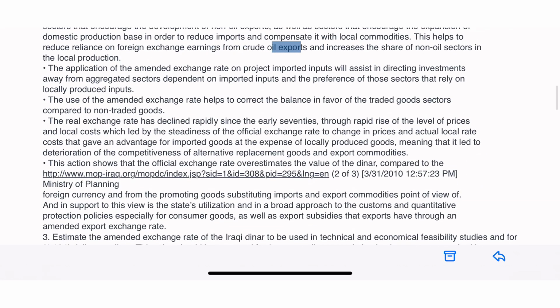This helps to reduce reliance on foreign exchange earnings from crude oil exports and increases the share of non-oil sectors in the local production. The application of the amended exchange rate on project imported inputs will assist in directing investments away from aggregated sectors dependent on imported inputs and the preference of those sectors that rely on locally produced inputs. The use of the amended exchange rate helps to correct the balance in favor of the traded goods sectors compared to non-traded goods. The real exchange rate has declined rapidly since the early 70s.